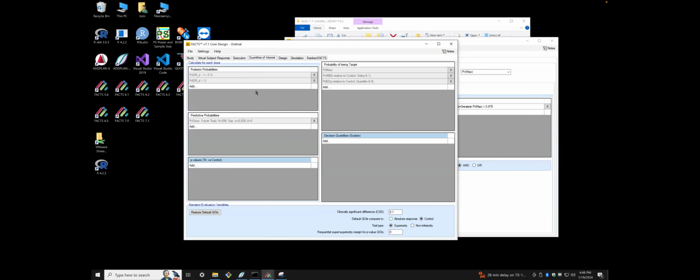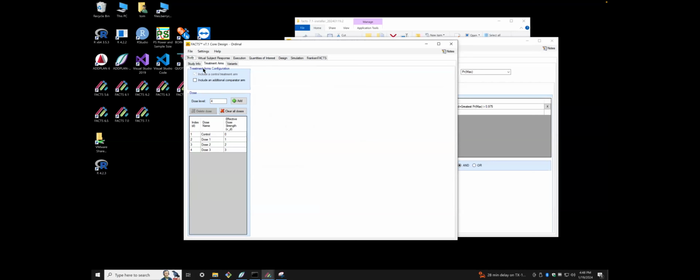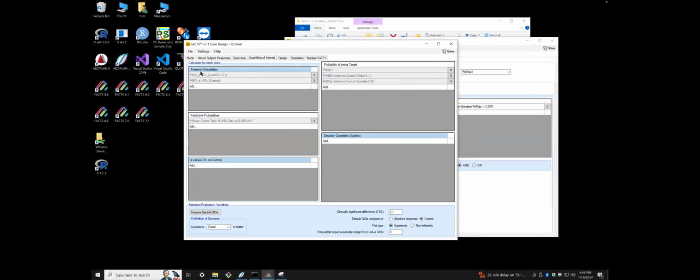And then I get back to specify my quantities of interest. So here I'm using, let's just check what I've got checked here. So here we're using the cumulative logistic. Let's change that to the Dirichlet. So we've got multiple choices. The defaults are to use the utility, the EU, the expected utility.